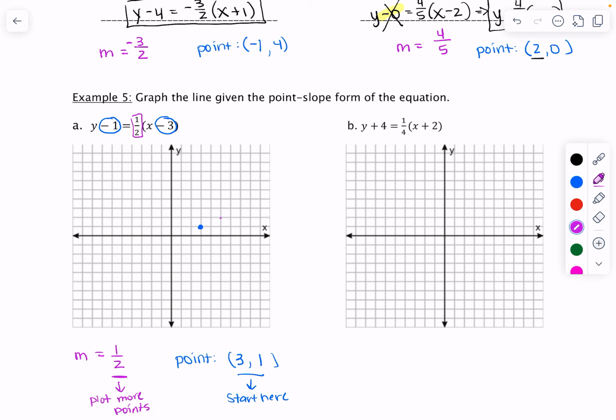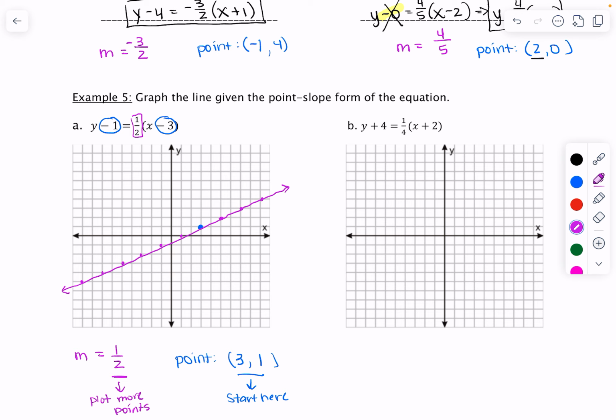So I'm going to go up 1 and across 2, and keep going across as much of the graph as possible. I can also go down 1 to the left 2. And I'm going up and right and down and left because I want to create a positive line. Okay. All right, so that's how you graph given an equation in point slope form.